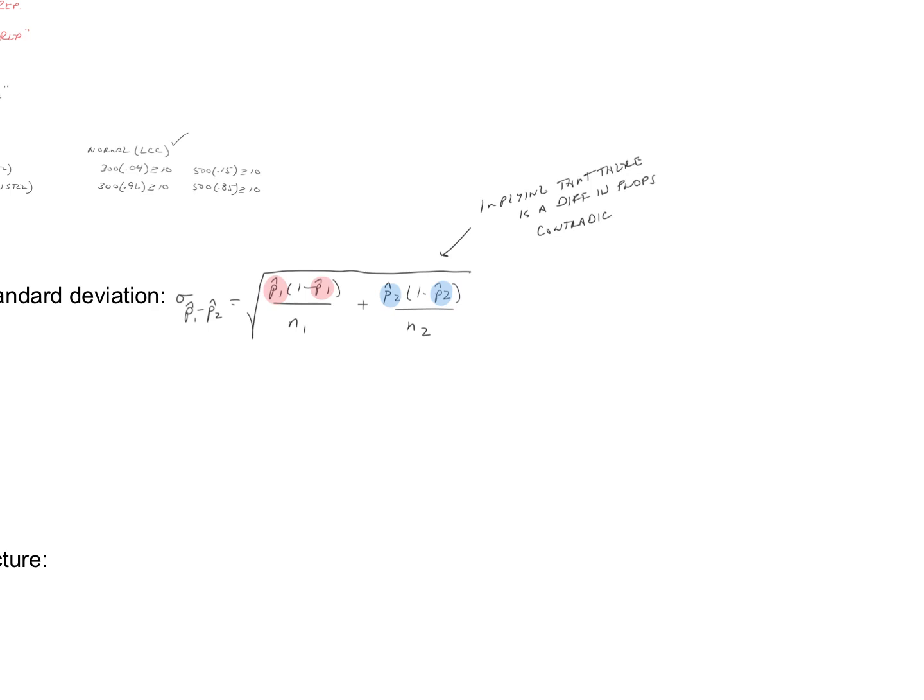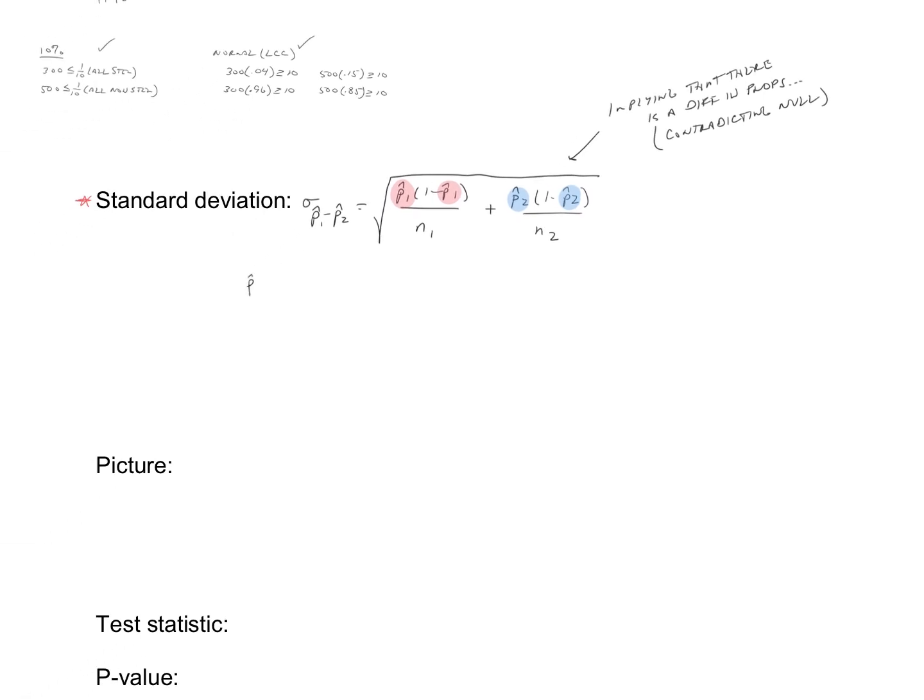We said that we're assuming that they're the same, right? We're giving them the benefit of the doubt. And so if I calculate my standard deviation assuming that they're different, well, that contradicts my assumption that they aren't different. And so this is where p hat c enters in.